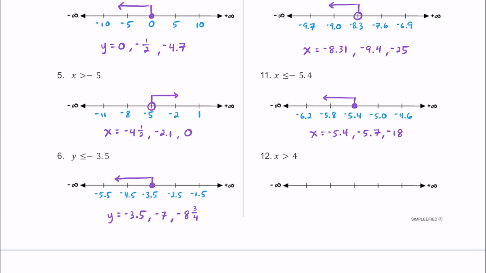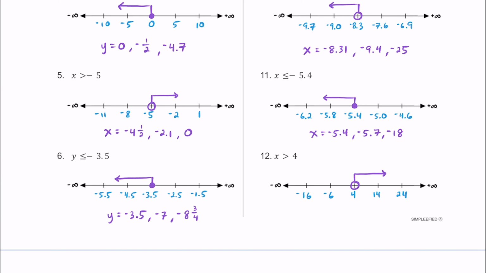One final one here, we have that x is going to be greater than 4, so a nice easy whole number, integer here. Let's put 4 in the middle. I'm going to jump by 10s here, so let's say 14, let's say 24. Let's drop 10, that would be negative 6, and drop another 10, that would be negative 16. And so x has to be greater than 4, so it can't equal 4, so put an open circle, and let's put an arrow to the right here.